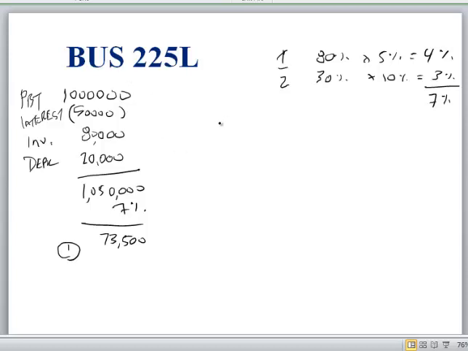So that's step 1. I'm not really following the questions per se. I'm just doing the whole provision as if I was doing it. Okay, so I do my step 1. I credit my payable 73.5. So my step 2 is to figure out my deferreds.